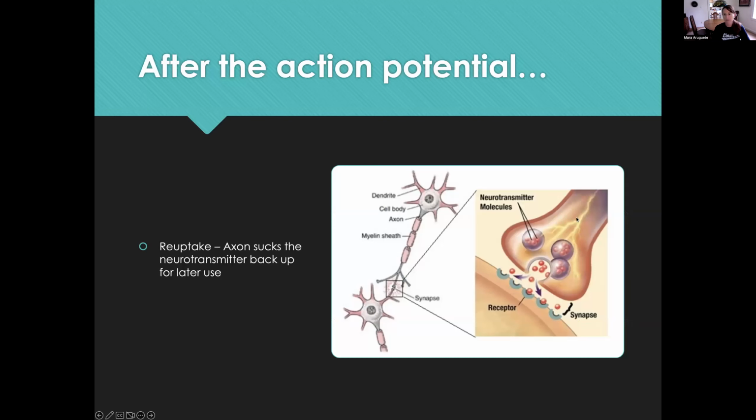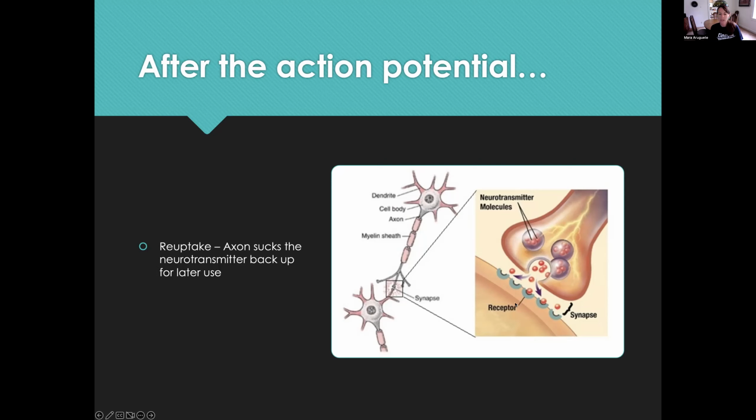So what happens after the action potential? Well, here's the end of the axon. We've got electricity coming down here. These are going to be neurotransmitters in the end of the axon. Those are going to come out into the synapse, which is the space in between neurons. And this receptor is on the dendrite of the next neuron.